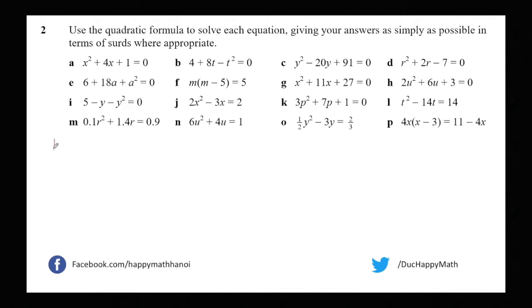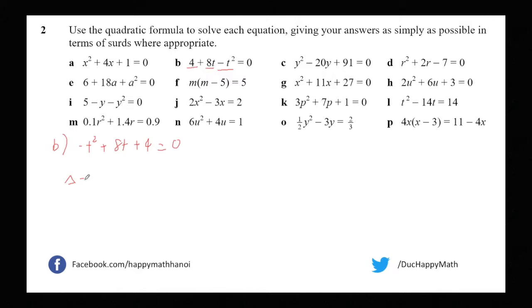Question B. You got that a equal to minus 1, because the number multiplied with the second degree variable has to be equal to a, and b is 8 and c is 4. But before you solve this one, I want you to rearrange the variables. The first has to be the highest degree. It means minus t squared plus 8t plus 4 equal to 0.